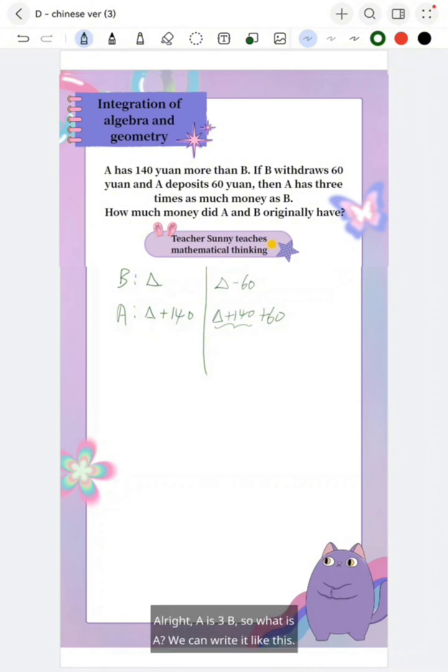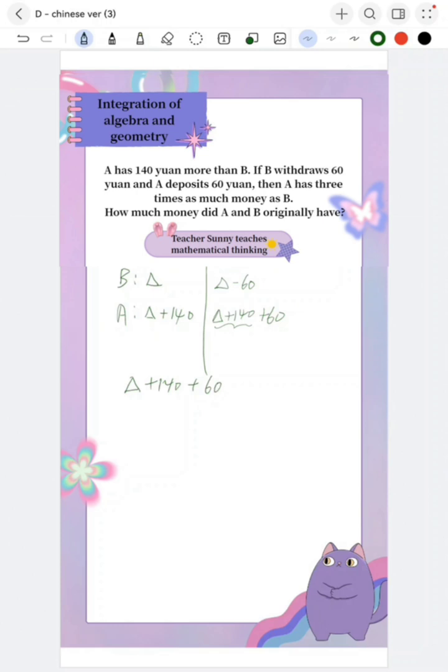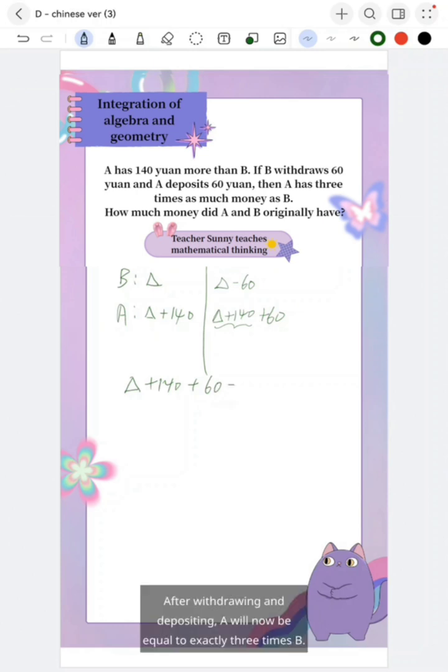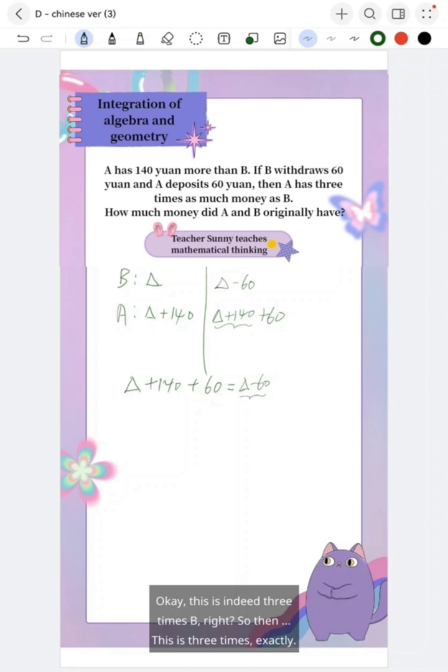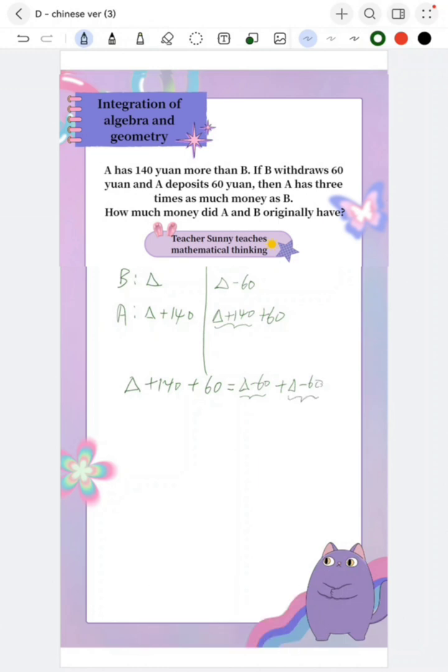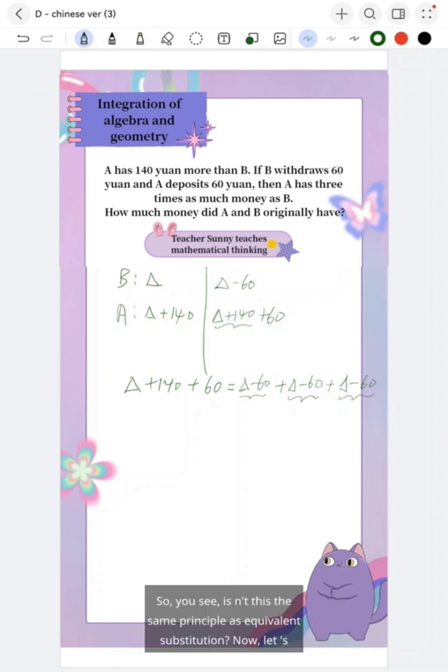Alright, A is 3B. So what is A? This is just a simple question. We can write it this way: after withdrawing and depositing, A will now be equal to exactly 3 times B. And what is B? B is this one here. Okay, this is 3 times B, right? So then this is 3 times. So you see, isn't this precisely the same fundamental principle as equivalent substitution?